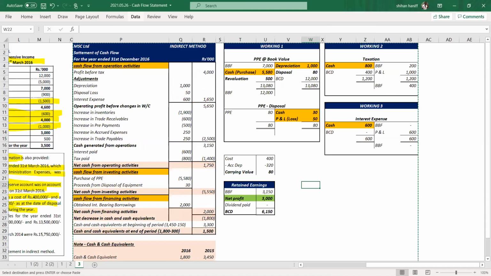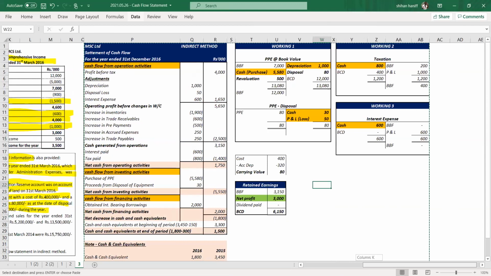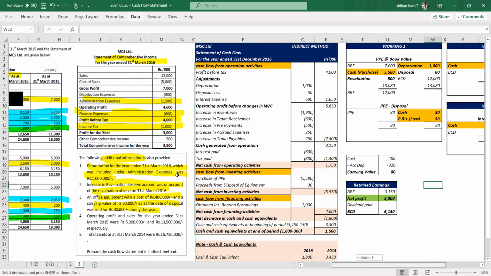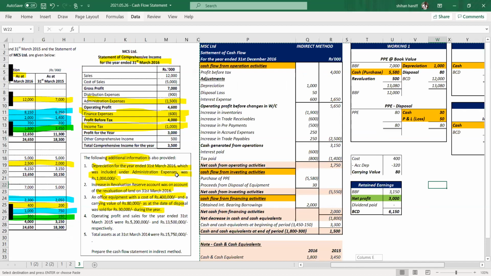Okay, so that's how we prepare the cash flow statement, direct method, indirect method. So are there any other questions? Did you all understand this? How the cash flow statement direct method works?